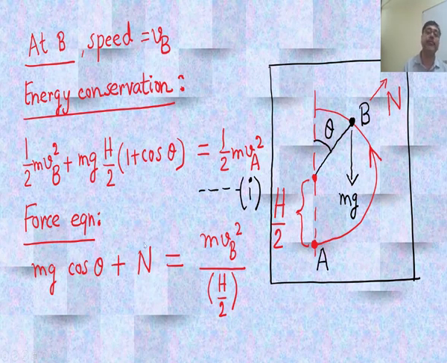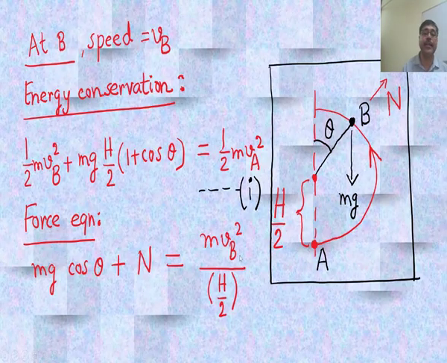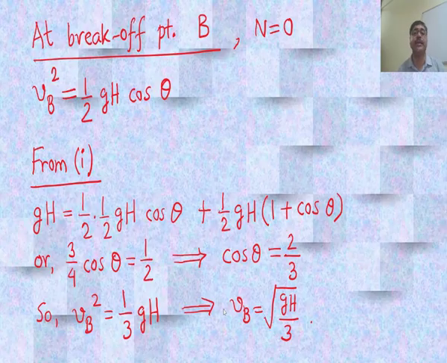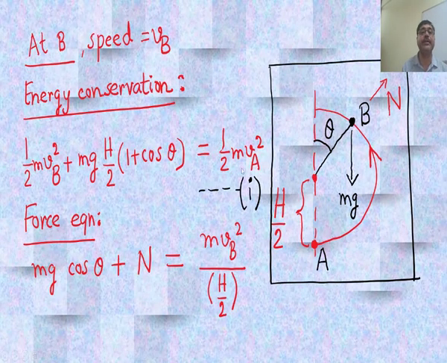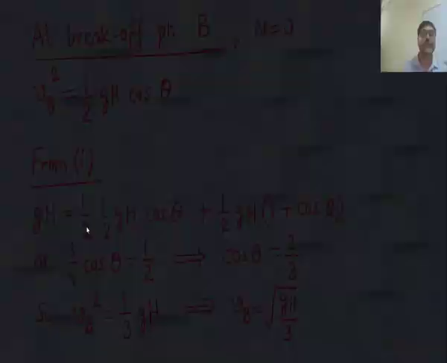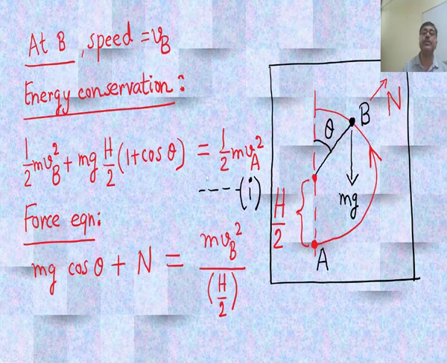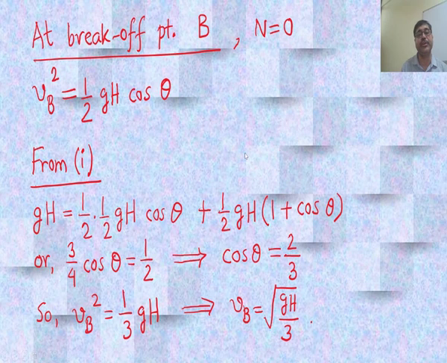Now, at the point of breaking off, your capital N has to be 0. So we are considering that fact, and then we are writing from the second equation here, vB square is equal to the expression gH by 2 cosine theta. Our job is to put this vB square term in equation 1. If I put that in equation 1, it becomes gH, where on the right hand side we have put vA square, which is 2gH. M cancels on both sides, and the right hand side becomes a big expression like that. So you can easily see that cos theta can be calculated out of here. So it is 3 by 4 cosine theta is half, or cosine theta is 2 by 3.